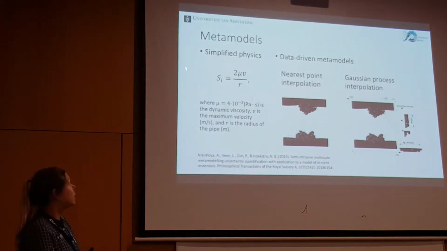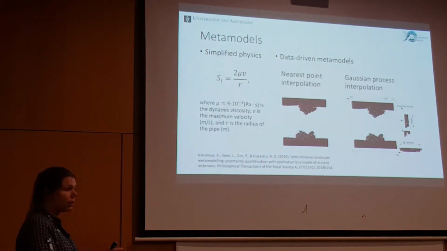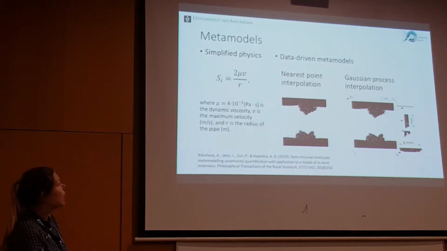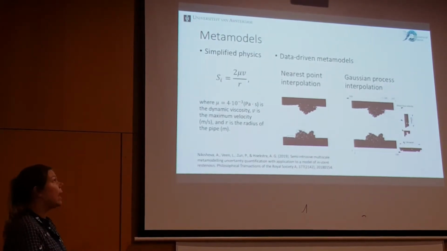The first metamodel we produced simplifies the physical expression, and we assume the Poisson flow, and this code runs much faster than the lattice-Boltzmann code, which is in the original blood flow velocity of the ISR model. And two other types were data-driven metamodels. One is based on very simple interpolation, and the second one is a Gaussian process regression.